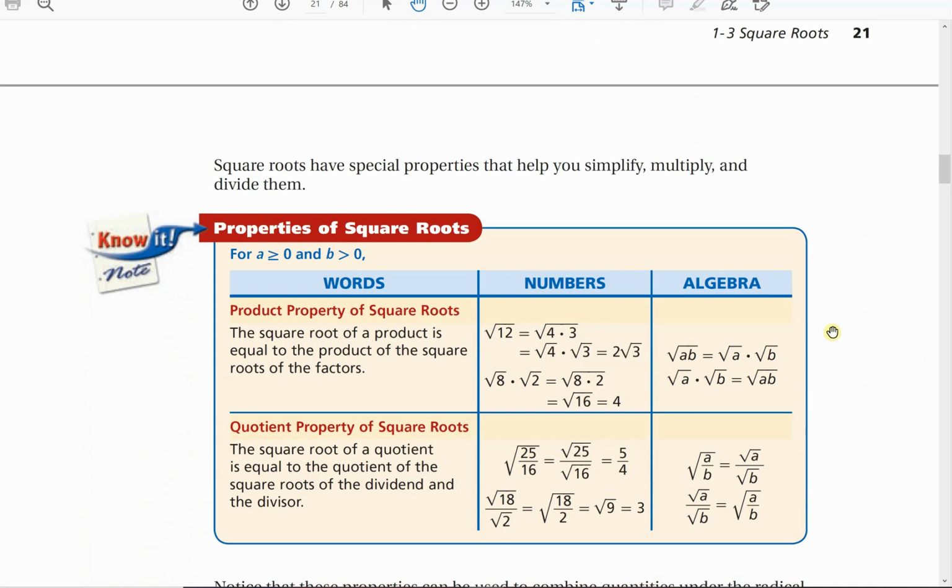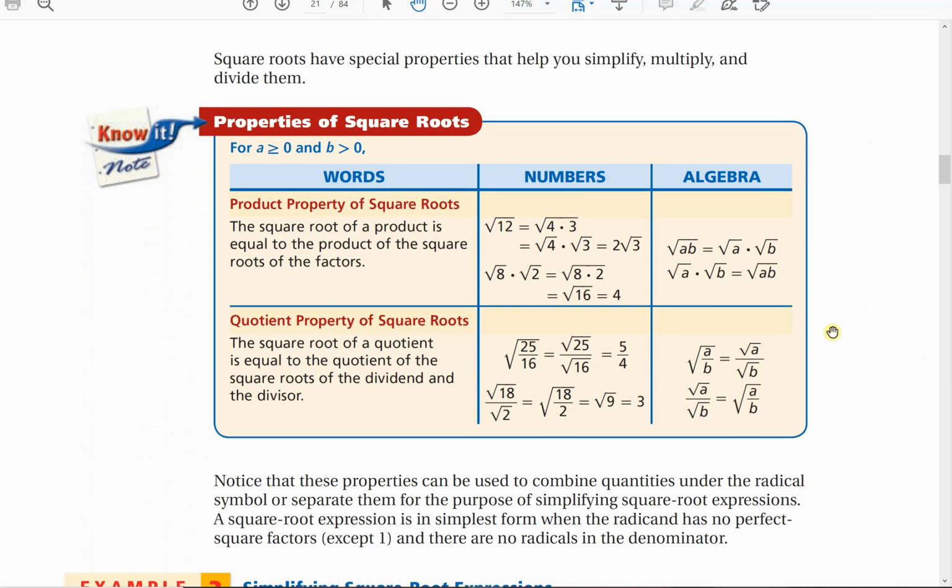Now, there are properties of square roots that will allow us to simplify them. We want to make our square roots as simple as possible. To simplify a square root means you want the smallest possible value left inside the radical symbol, the smallest possible radicand. So we're going to use the quotient and product properties. They're also written on your note sheet, but they're right here.